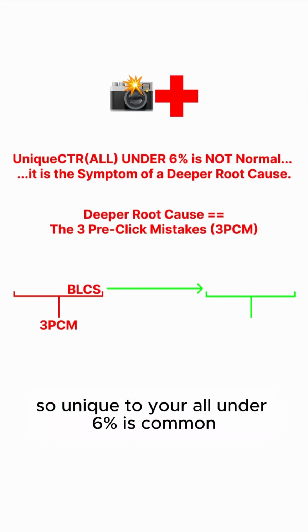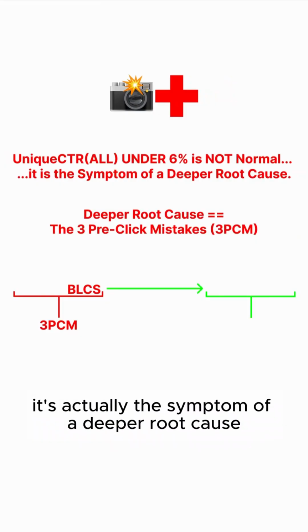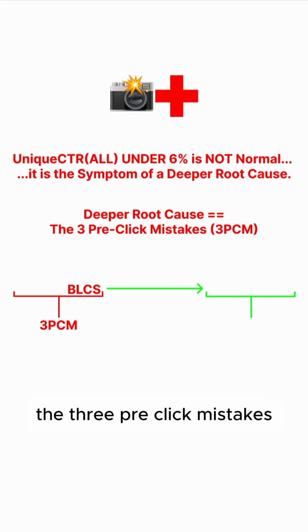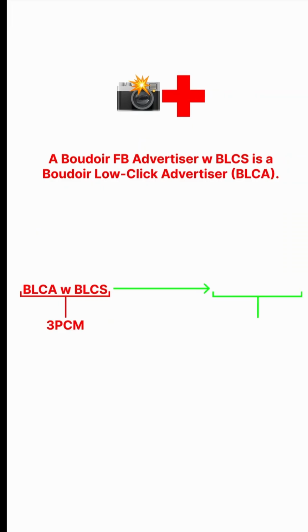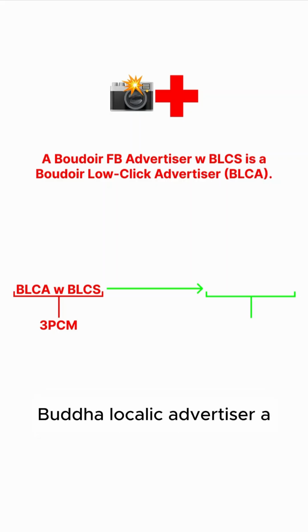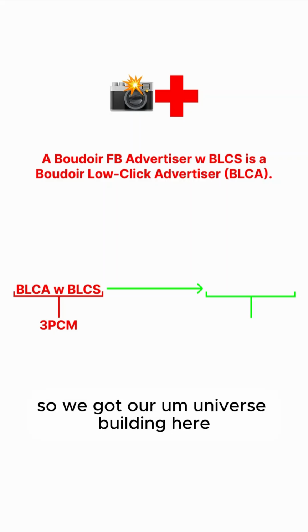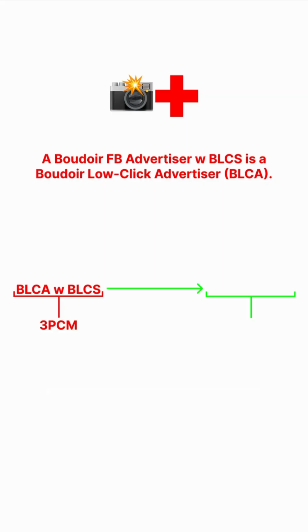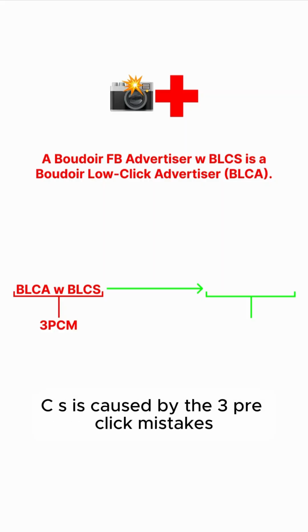So unique CTR all under 6% is common, but not normal. It's actually the symptom of a deeper root cause. And that deeper root cause is the 3 pre-click mistakes. We also know that a Boudoir Facebook advertiser with BLCS is a Boudoir low-click advertiser, a BLCA. So we got our universe building here. I'll talk about the 3 pre-click mistakes towards the end of the video, but a BLCA with BLCS is caused by the 3 pre-click mistakes.